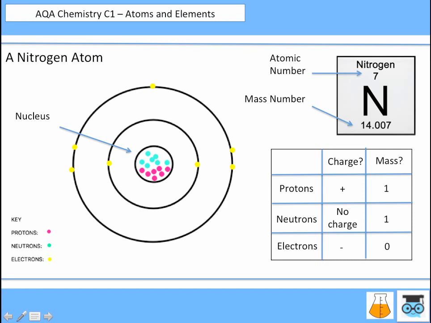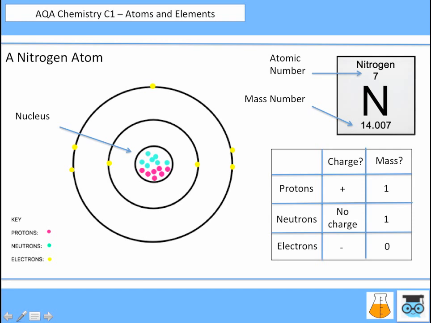Now if we look at the top right hand corner, it's the chemical symbol for nitrogen. It has one number above it and one number below it. The top one, or should I say the smallest one, is the atomic number. I say the smallest number because depending on which periodic table you're looking at, it varies. The atomic number is the number of protons and also the same number of electrons.